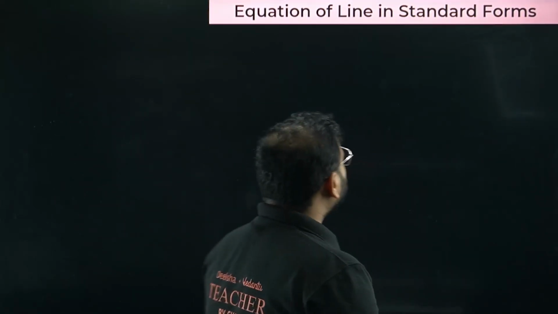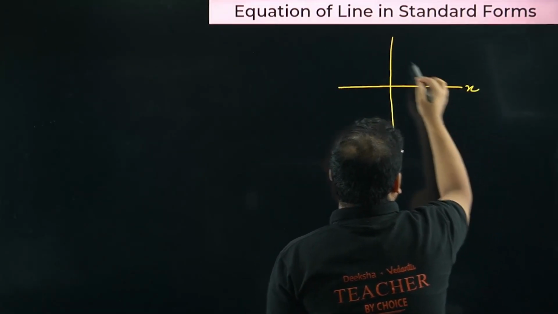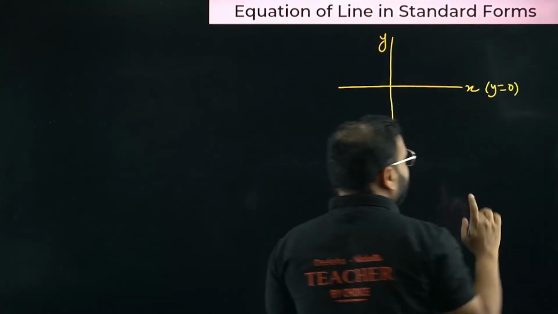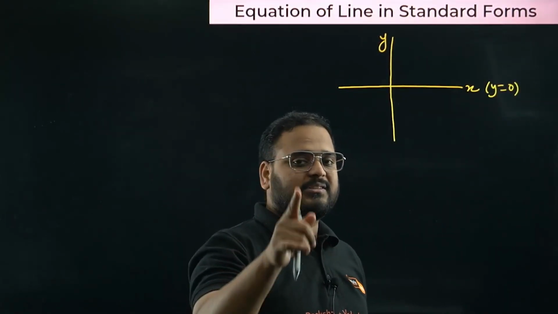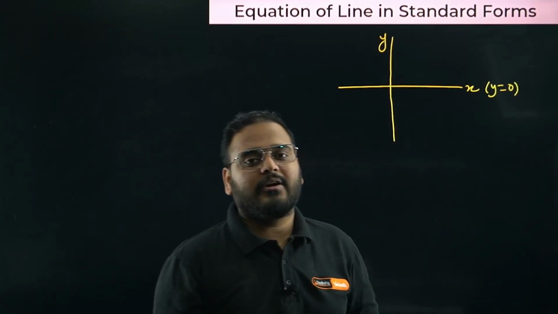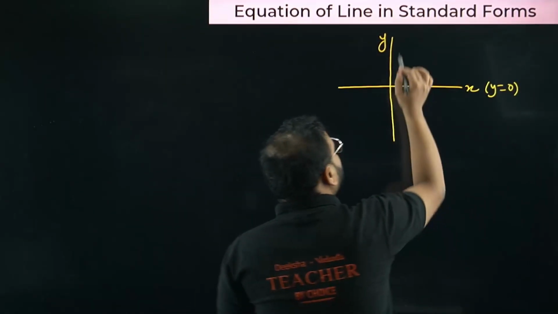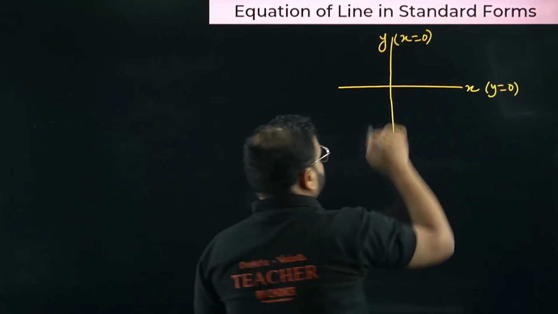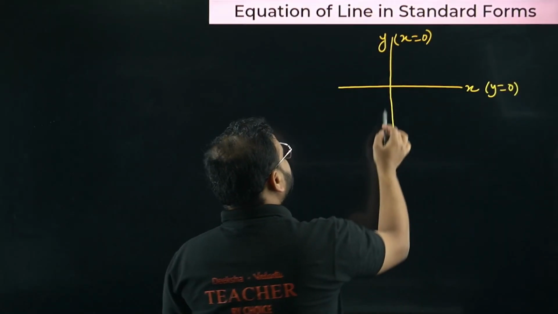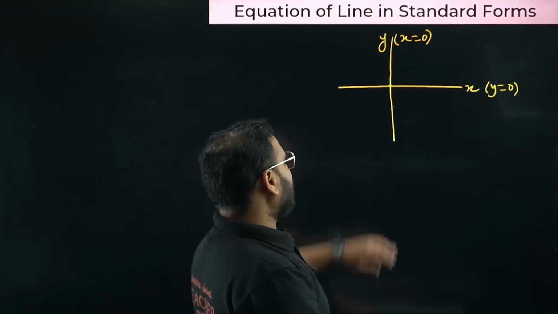Now, equation of a line in standard forms. A few simple things are there. If I talk about only the x and y axes, the equation of the x axis is y equal to 0, because any point you take on the x axis will have y coordinate 0. Same goes with the y axis, it will be x equals 0, because any point you take on the y axis will always have x as 0.